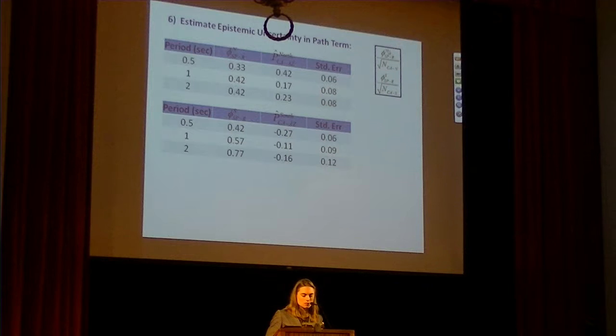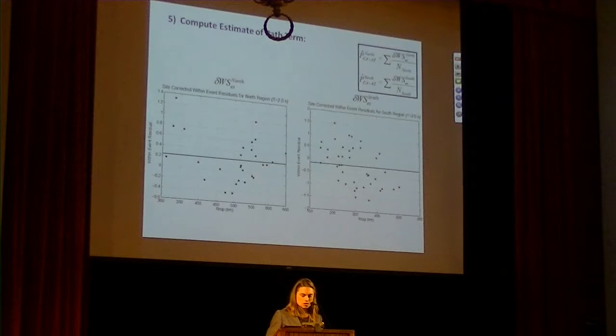So this is our phi term. Okay. So p hat, here's how we derive that. This is then our site corrected within event residual. It's an average site corrected within event residual for the north, which is our p hat north term. And then this is our site corrected within event residual for the south. So that's our p hat south term. So these are our path terms.